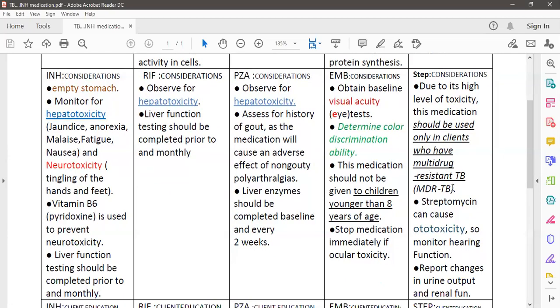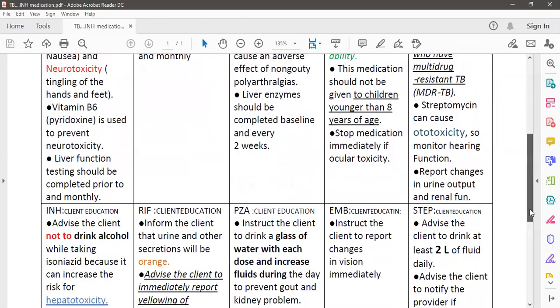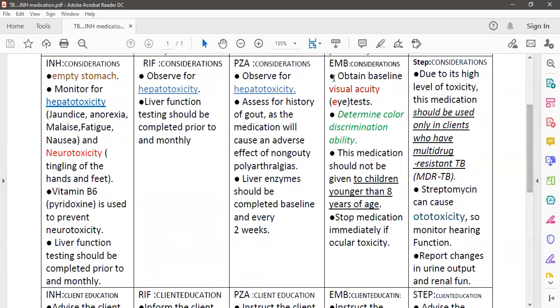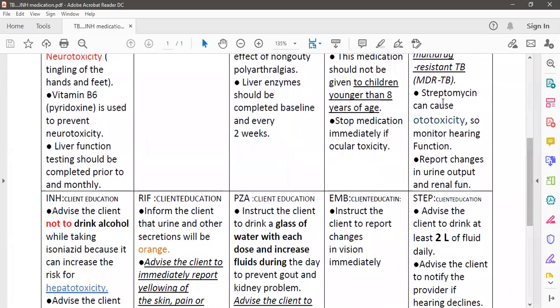So NCLEX would ask, in case of multi-drug resistant TB, what is the drug of choice? Streptomycin. Streptomycin can cause ototoxicity. So monitor the hearing function. So ethambutol can cause eye problems. Streptomycin causes ear problems. Visual acuity check for ethambutol, hearing test for streptomycin, due to ototoxicity.